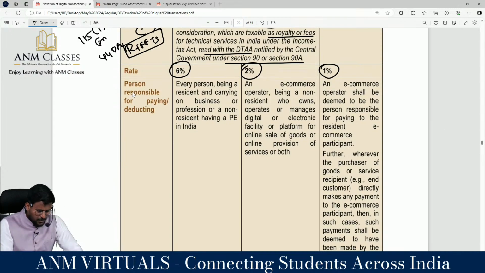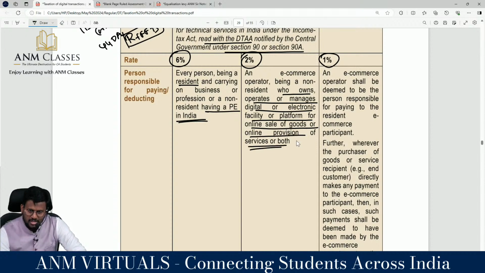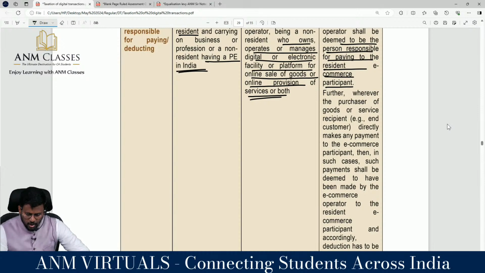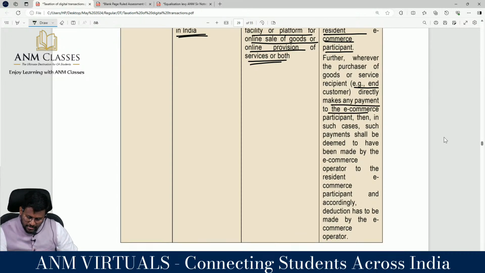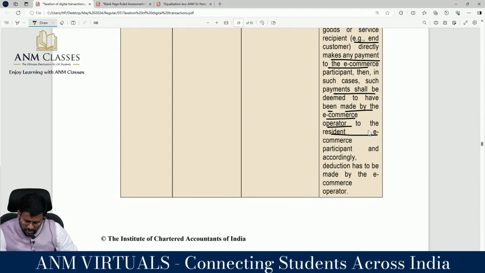Clarity. Person responsible for paying or deducting, man. Every person being a resident and carrying on business or profession, or non-resident having a PE in India. An e-commerce operator being a non-resident who owns, operates or manages a digital or electronic facility or platform for online sale of goods or online provision of service or both. E-commerce operator shall be deemed to be a person responsible for paying to the what? A resident e-commerce participant. Further, whenever the purchaser of goods or service recipient, for example a customer, directly makes any payment to the participant, then in such case, such payment shall be deemed to have been made by whom? By the e-commerce operator to the resident e-commerce participant.